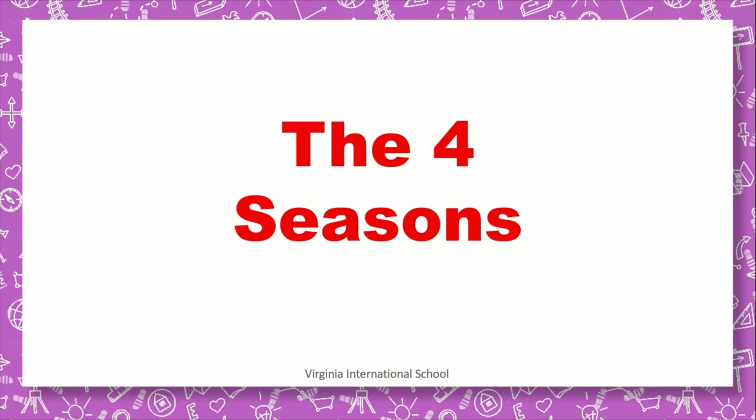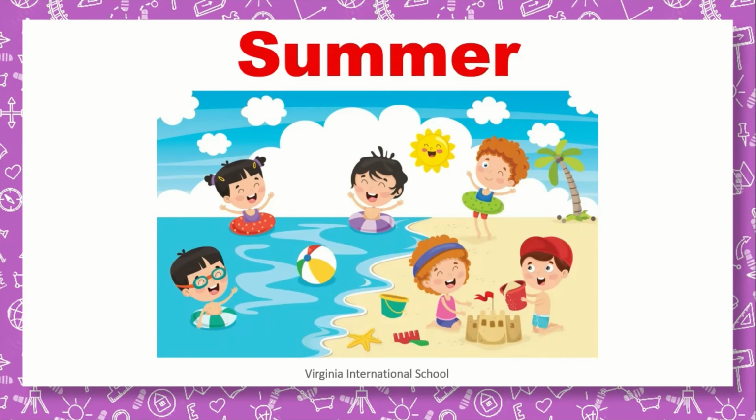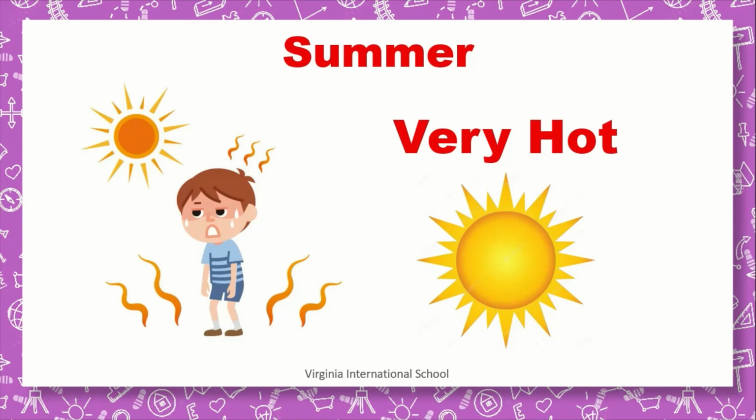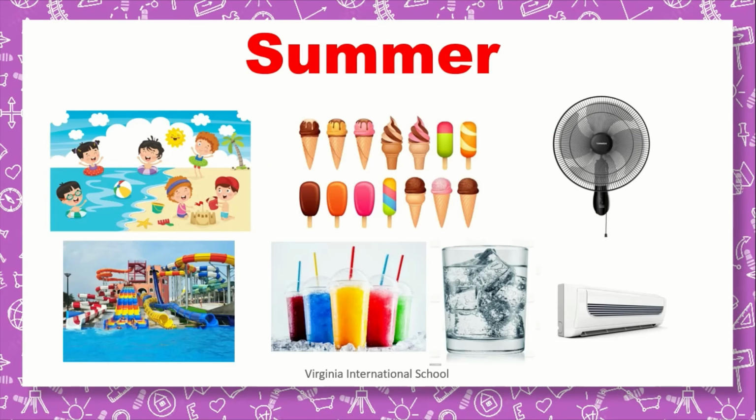What are the four seasons? First is summer. Summer is very hot. These are the things I can do in summer. I can go to the beach. I can eat ice cream. I can open the fan because the fan brings cold air.